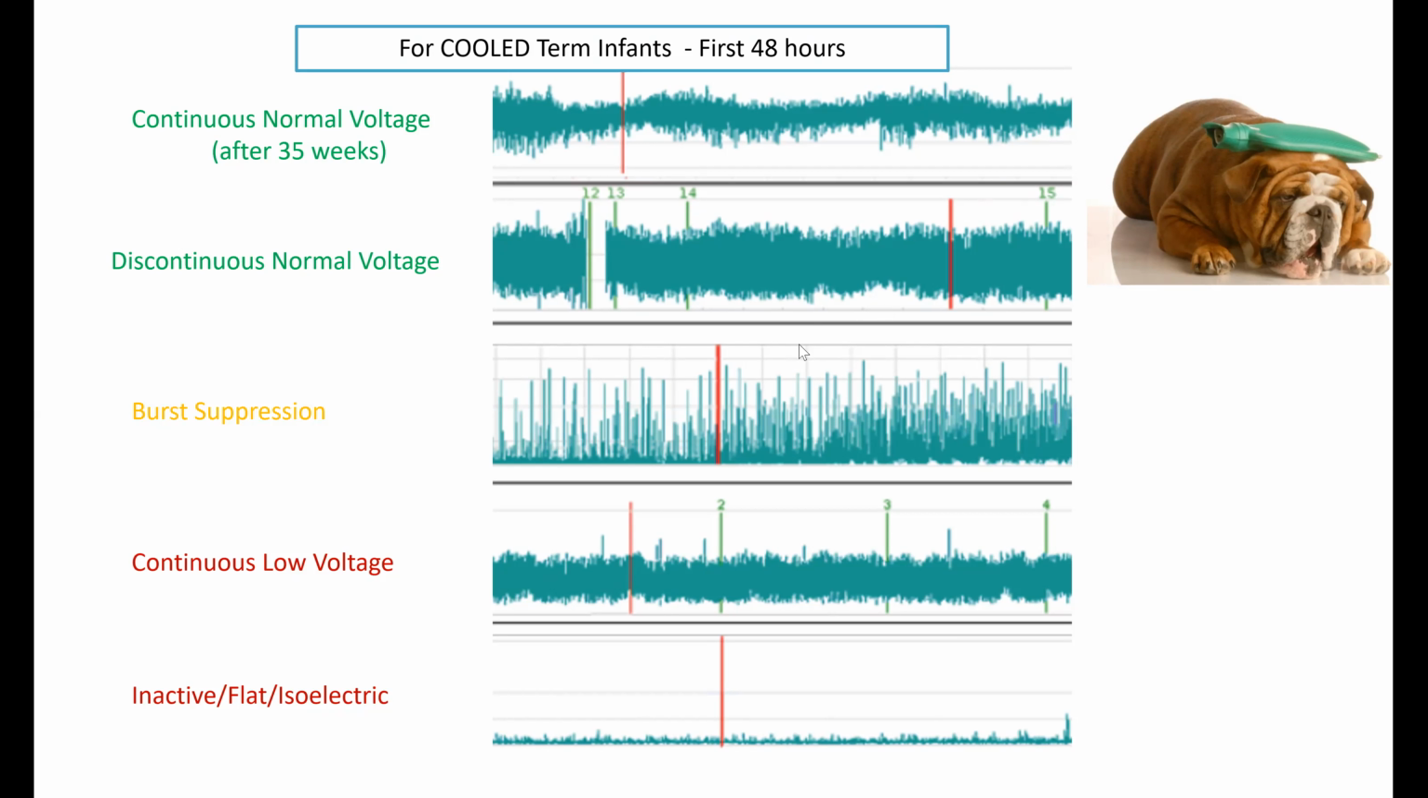Is there a limit to how long you can cool the baby? Is it always just 72? Yeah, so currently it's only 72 is what we know. We still want to start before 6 hours, and we only cool for 72 hours. No matter what? Yep, no matter what.